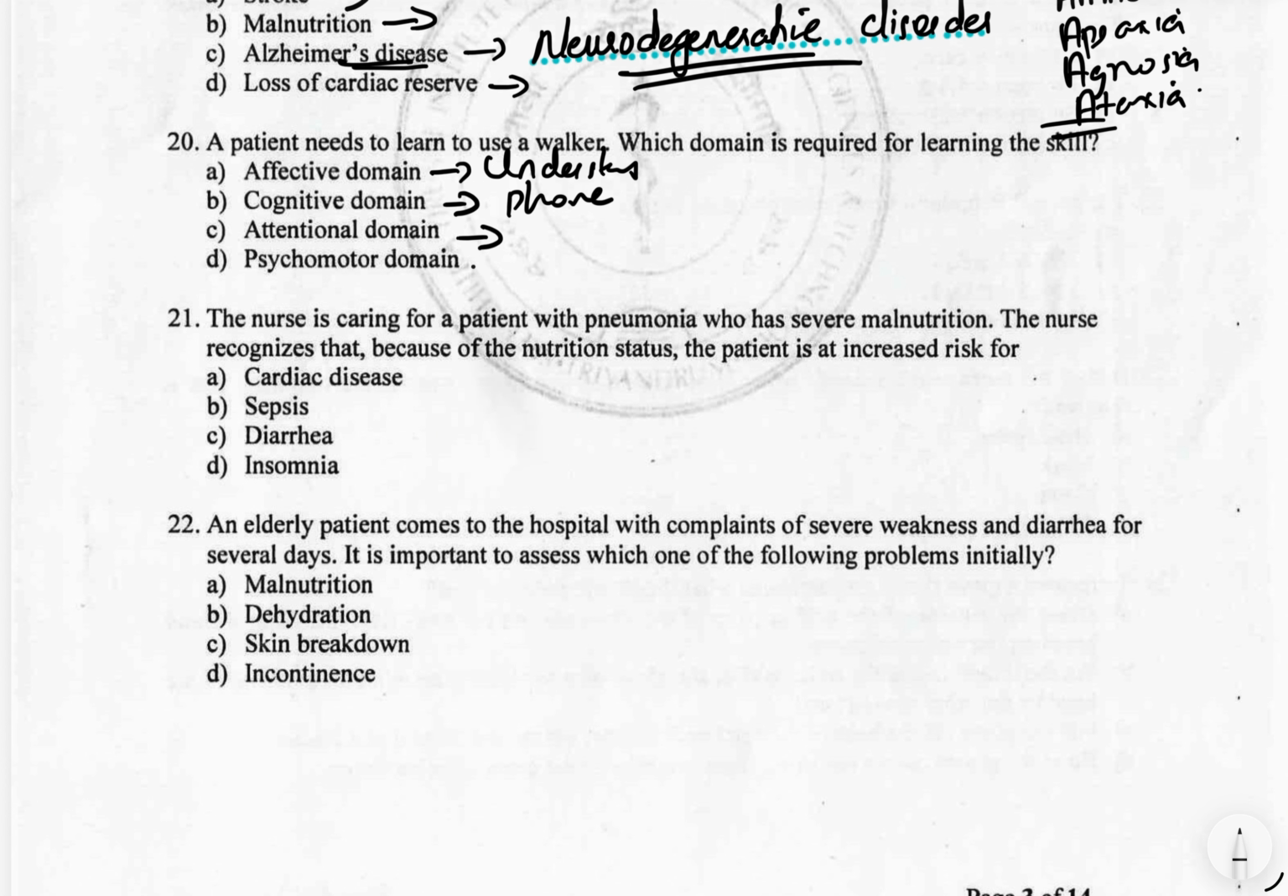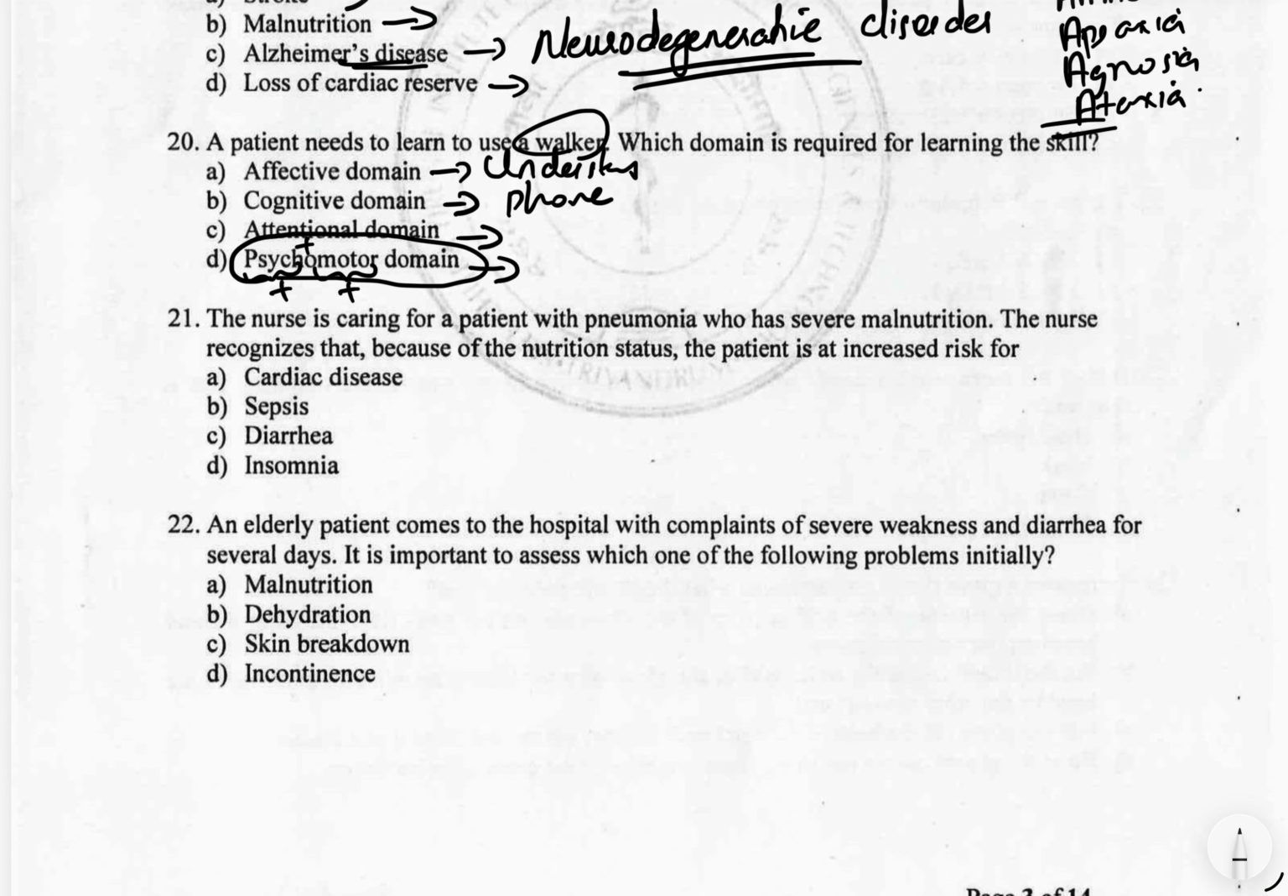What is a psychomotor domain? Psychomotor means psycho, we are using our mind, and we are again using our mobility as well. So psychomotor domain is used for a patient who needs to use a walker. While walking, the patient has to plan first which arm is going forward or which side of the walker is going forward, and then move it as well. So it includes the psycho and motor domain. So the answer is psychomotor domain.